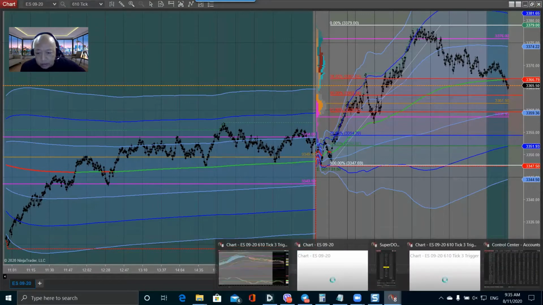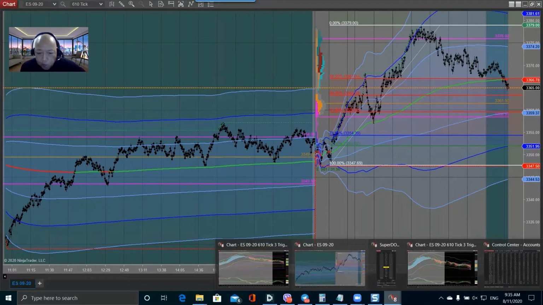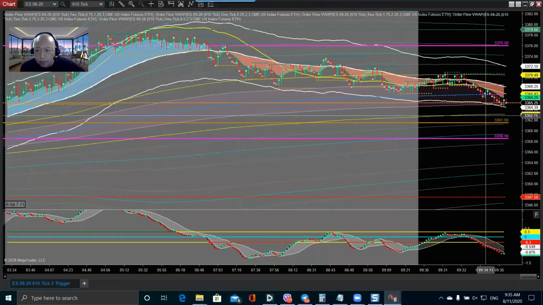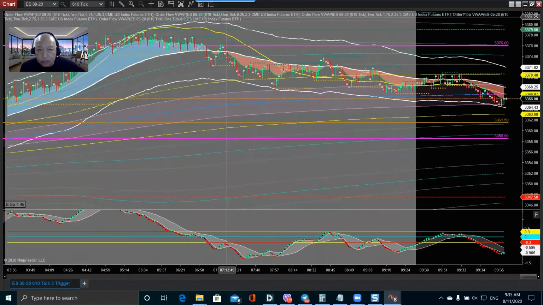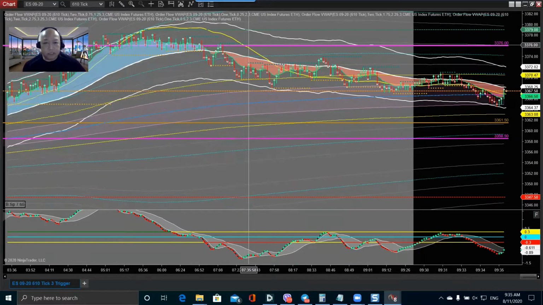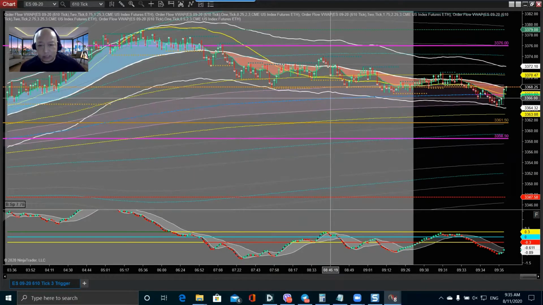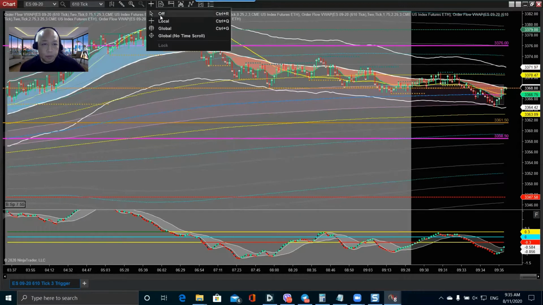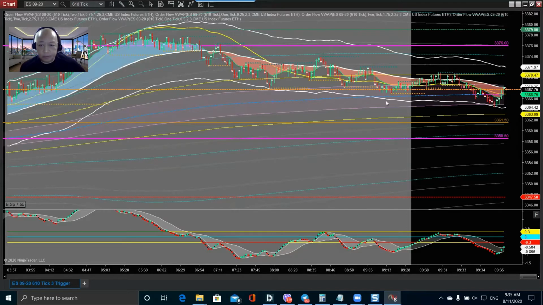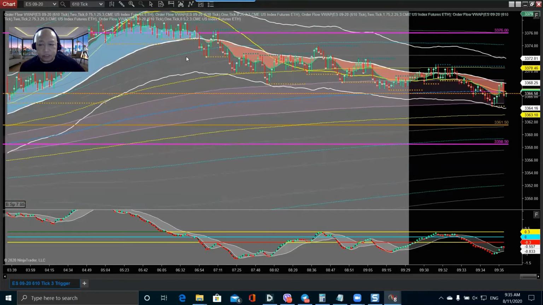Let's look at what's going on here. This is what we call the ETH, which is electronic trading hours. That means the 24-hour VWAP. As you can see here, here's the VWAP, right here, this is the 24-hour VWAP. So I call it ETH. Now, this has been going since the market opened during the overnight session and so forth.